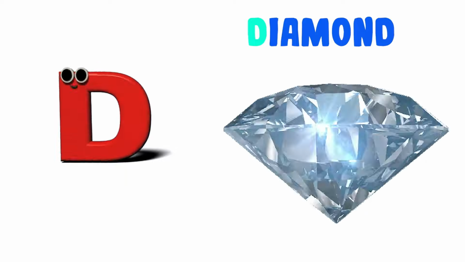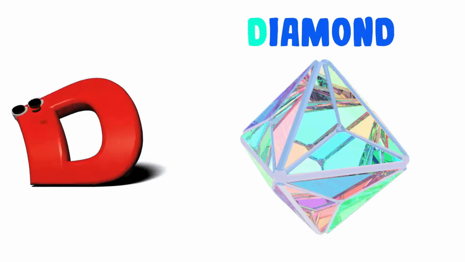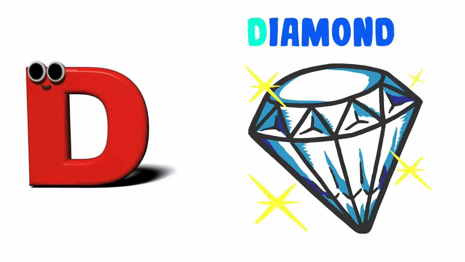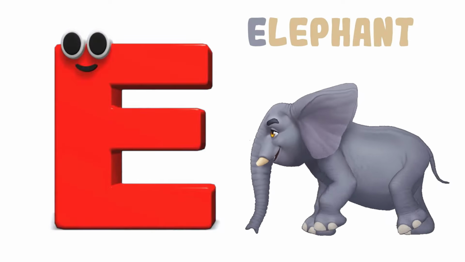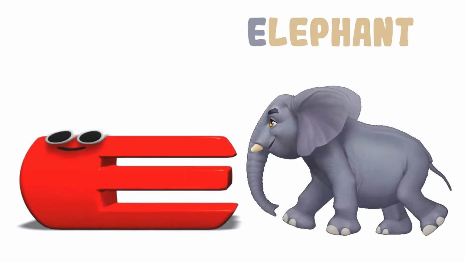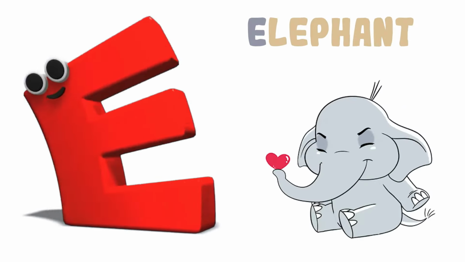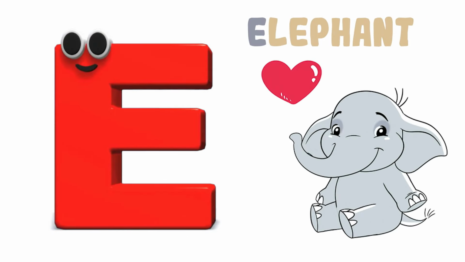D is for diamond, d, d, diamond. E is for elephant, e, e, elephant.